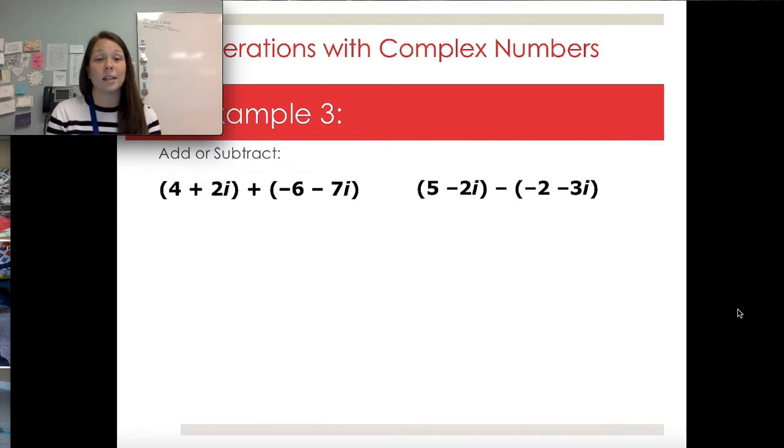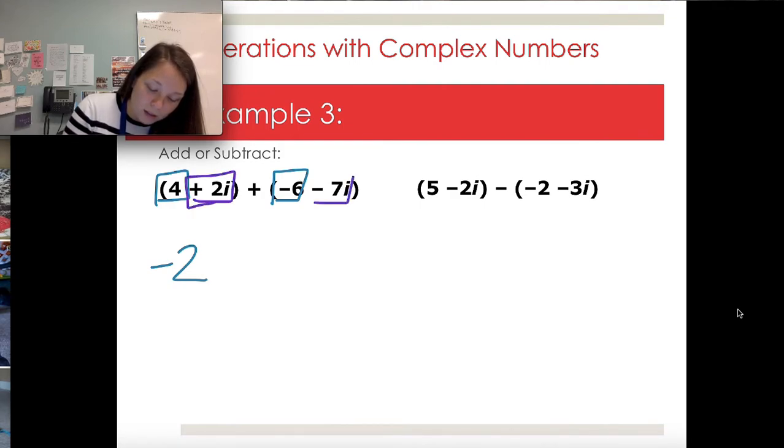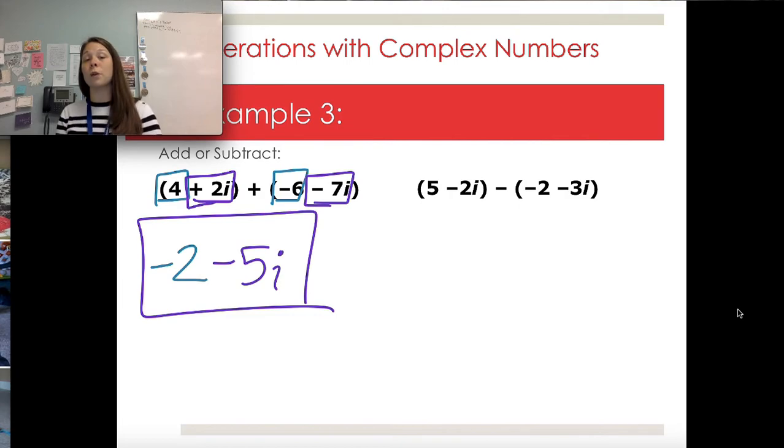So if we take a look at example 3, add or subtract, we have 4 plus -6. 4 plus -6 is -2. Then we have a positive 2i plus a -7i, which is -5i. When you're doing this, you just want to make sure that you're being really cautious of your signs.